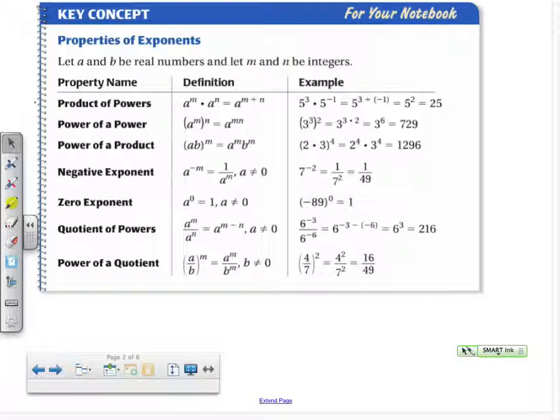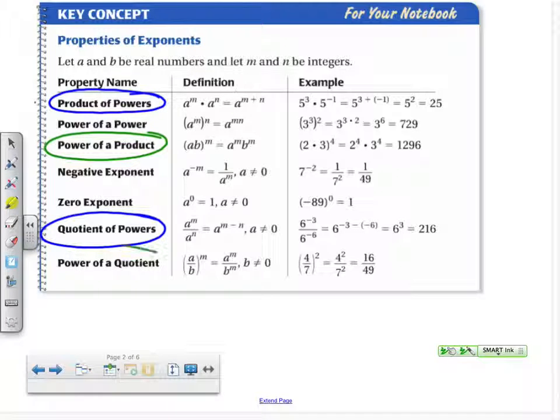There are 7 of them. Some of them are tied and related to others. For example, if you know the product of powers, it's not a far leap to get the quotient of powers. Likewise, if you know the power of a product, it's not a far leap to get the power of a quotient. Right? Basically, product of powers, you're multiplying exponents that have the same base, you can add the exponents.